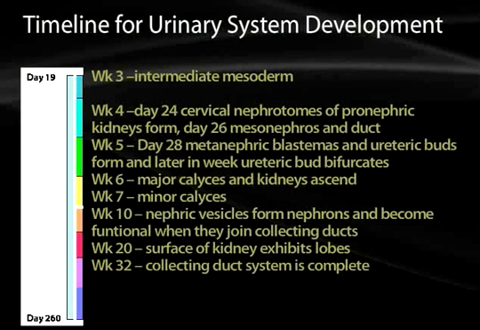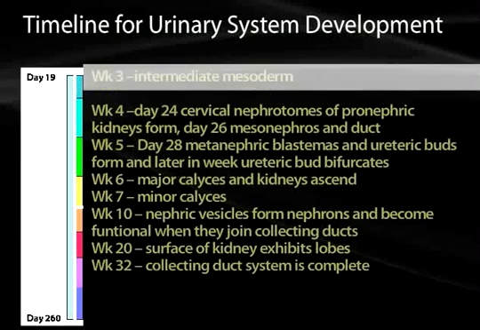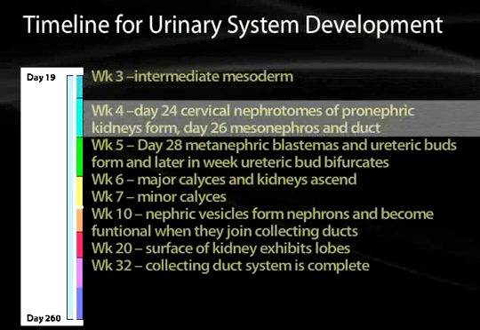Let's look at a brief timeline for the urinary system's development. We know that there's going to be development from week 3 where the intermediate mesoderm starts to set up along the lateral sides of the notochord, and then in week 4 there are going to be cervical nephrotomes from the pronephric kidney. So there's going to be 3 different versions of the kidney until you get to the adult kidney. There's going to be that cervical pronephros, then we're going to get into the mesonephros, and then the metanephros, which is going to be the adult version.